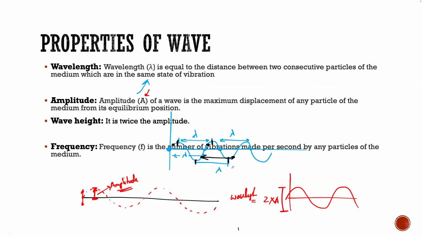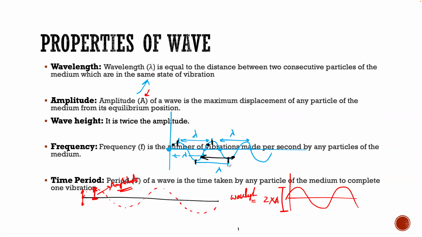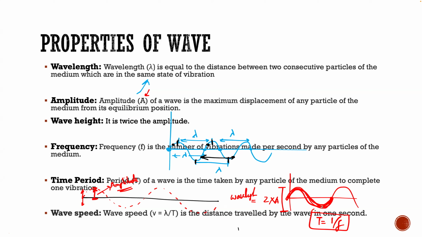Frequency. It is the number of vibrations made per second, or the number of oscillations per second, is called frequency. Time period. It is nothing but the time taken by one oscillation, or time taken by one wave, time taken by one complete oscillation is called time period. And also, time period is the reciprocal of frequency.